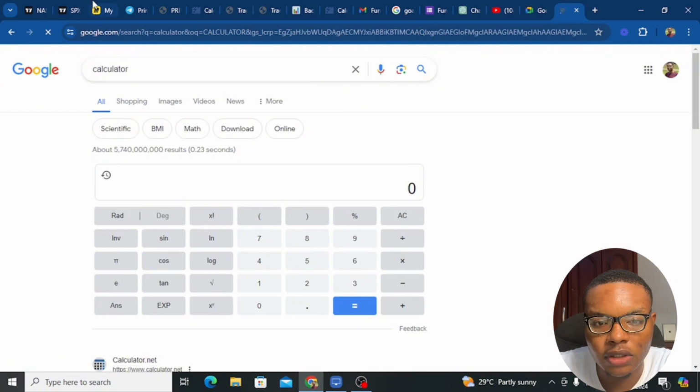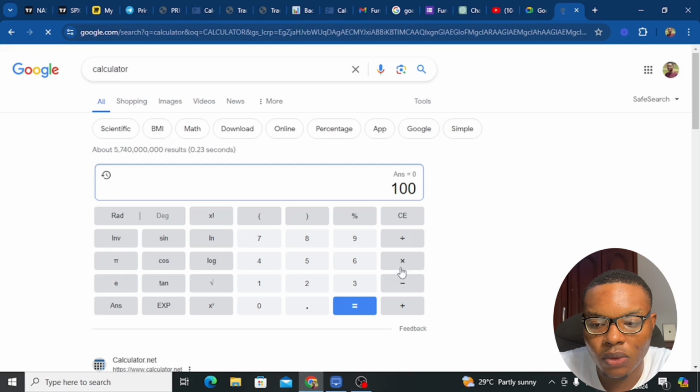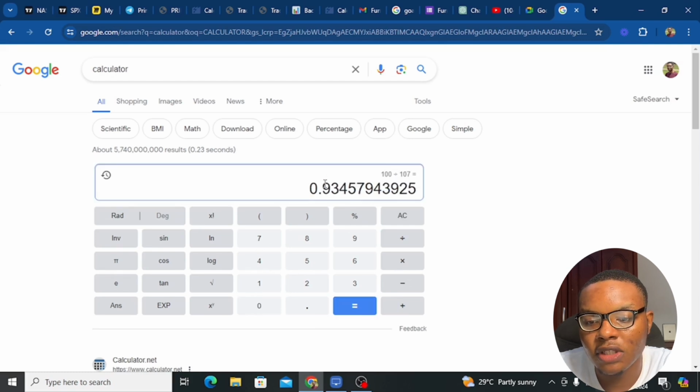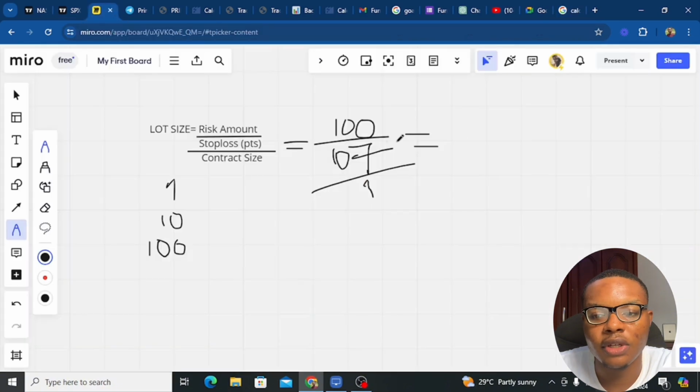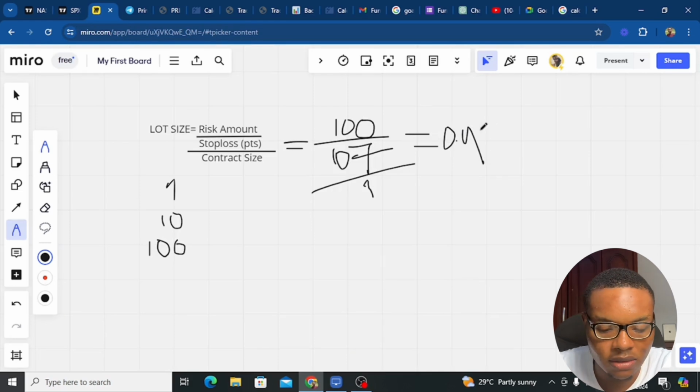So here on our calculator, we are calculating our $100 of risk divided by our stop loss, which is 107. Basically, we're going to be trading with 0.93 lots for this particular trade. So our stop loss, our lot size here is 0.93. Pardon the writing, please. I'm not good with writing with the mouse.